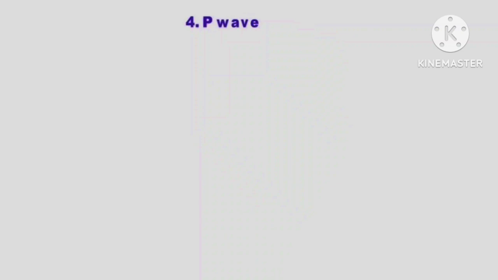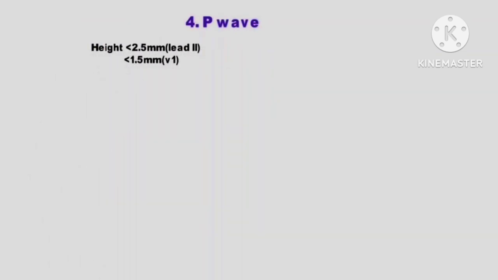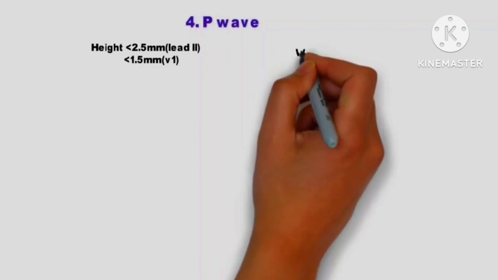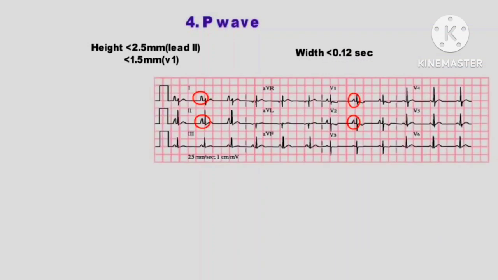Step 4 is P wave. So first of all, see whether P wave is present or not. If present, see the morphology. For P wave morphology, we'll look at lead 2 and V1. Height of normal P wave is less than 2.5 mm in limb leads and less than 1.5 mm in precordial leads. And the width should be less than 0.12 seconds.